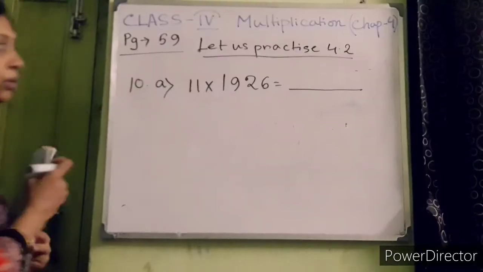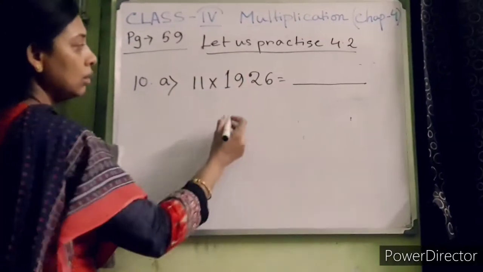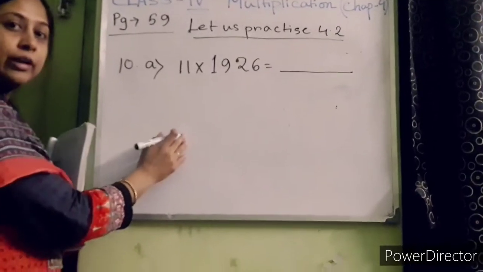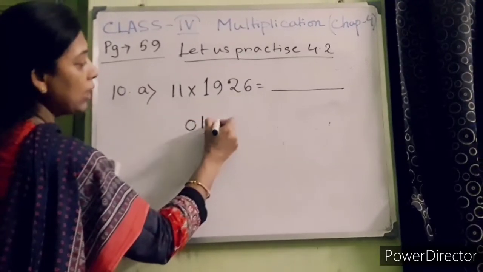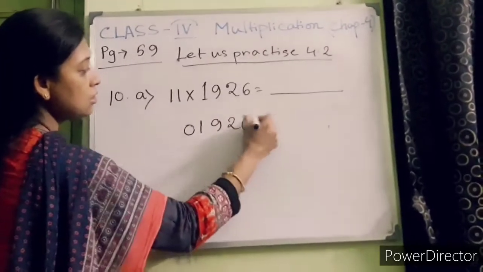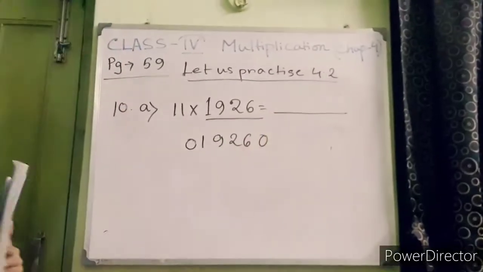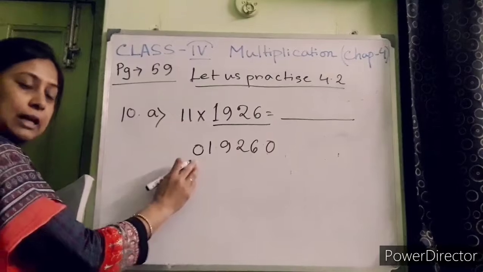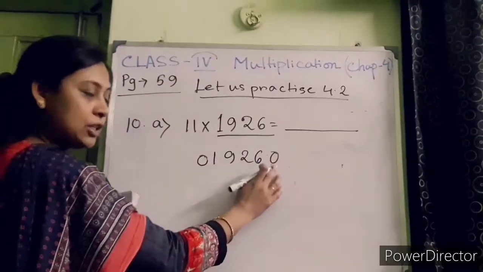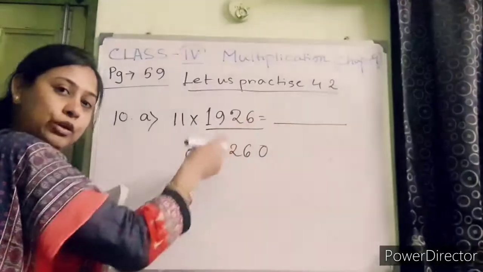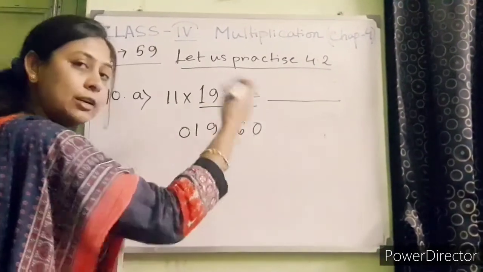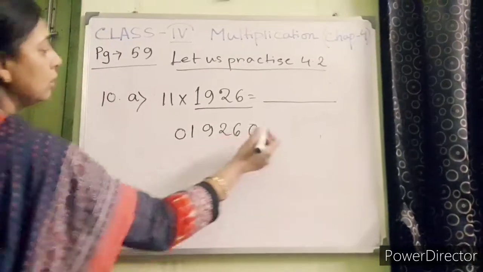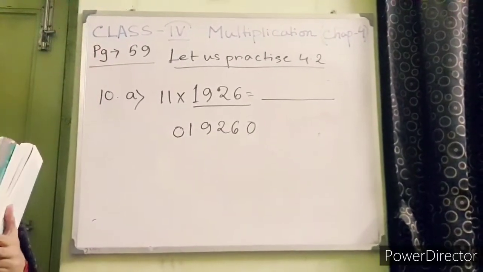Now what will you do? First you have to put 0 in the prefix and suffix place. So 0, 1, 9, 2, 6, 0. 1926 is the actual number. You have to put 0 in the prefix place and another 0 in the suffix place. Prefix means putting any digit before the number and suffix means putting any digit after the number. Now, what is the method?